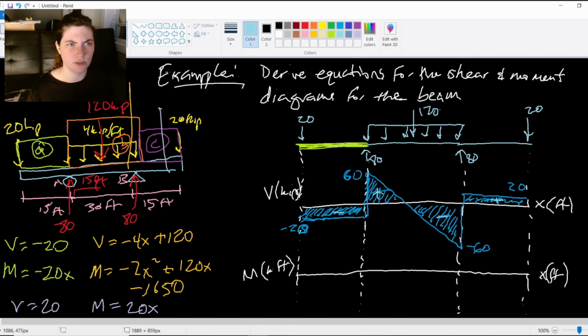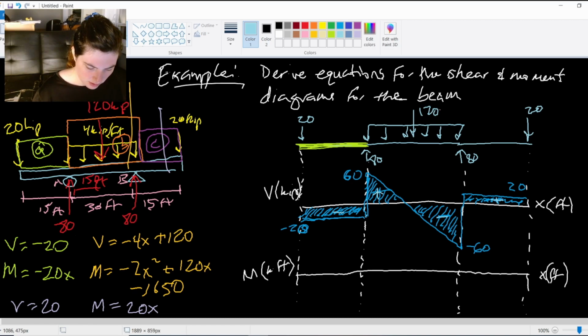Exact same process, right? Just plugging those equations into each of those areas of continuity, into each of those regions. Go ahead and do this in a slightly different color. Let's do it in pink. So I've got my first area, and now that moment is negative 20x.